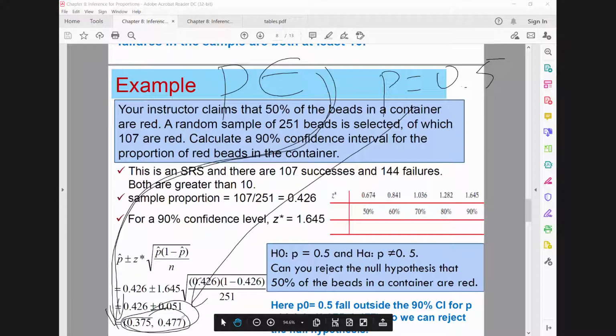Okay, the proportion is in this interval. Of course we talk with 90% confidence, but with 90% confidence we have that P is not in this interval.